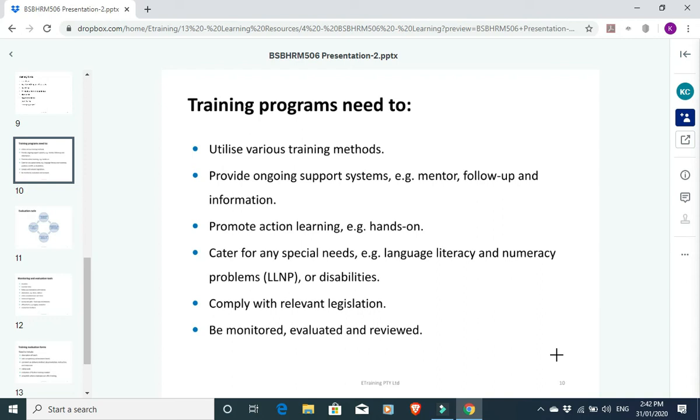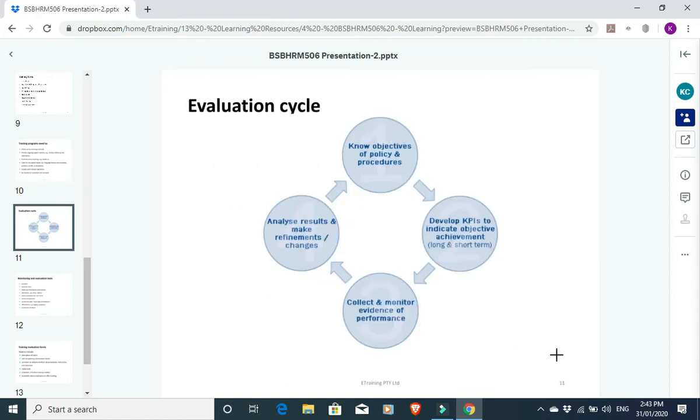So what does the training program need to be? It needs to use various training methods. It needs to be varied. It must have ongoing support. It must promote hands-on learning. It must cater for special needs, whether there be language barriers, literacy barriers, numeracy, disabilities. So your training has got to be so flexible that any learner with any disability can be accommodated. And most importantly, it must comply with the legislation to meet the requirements.